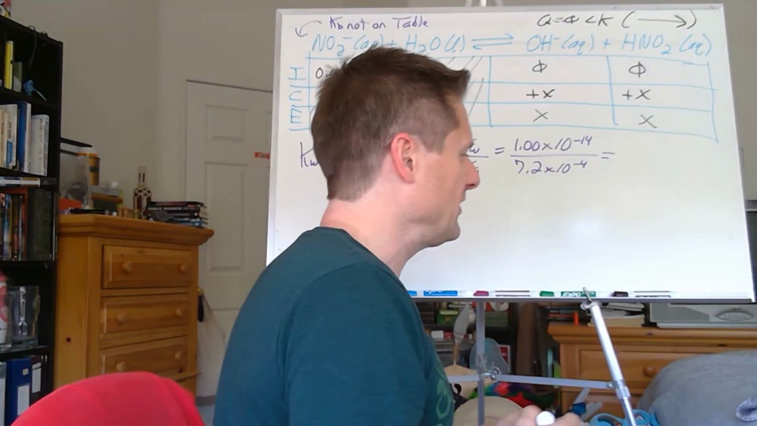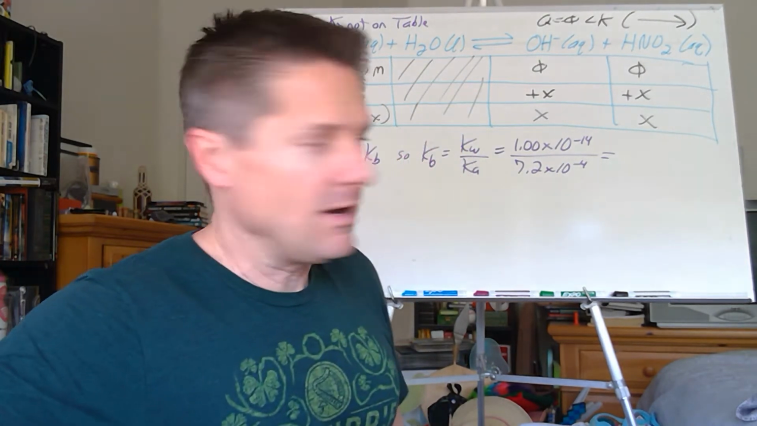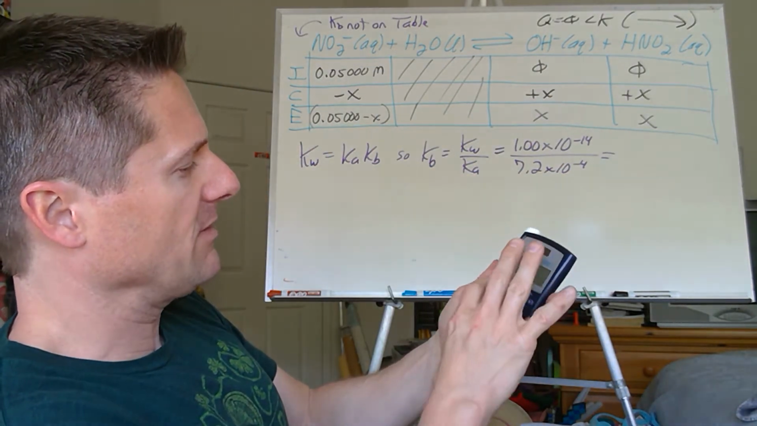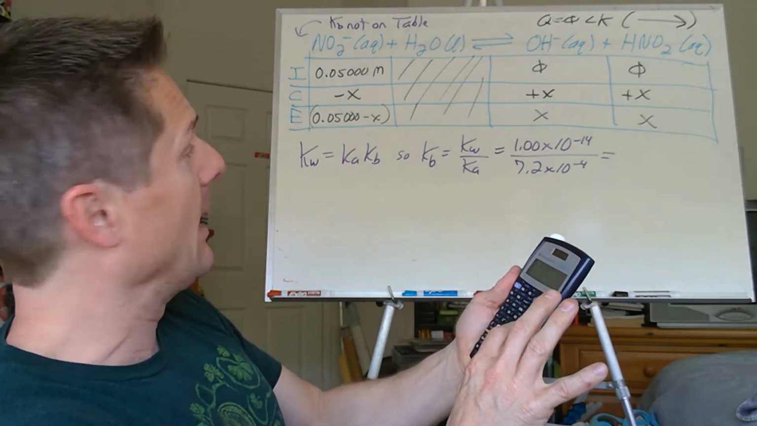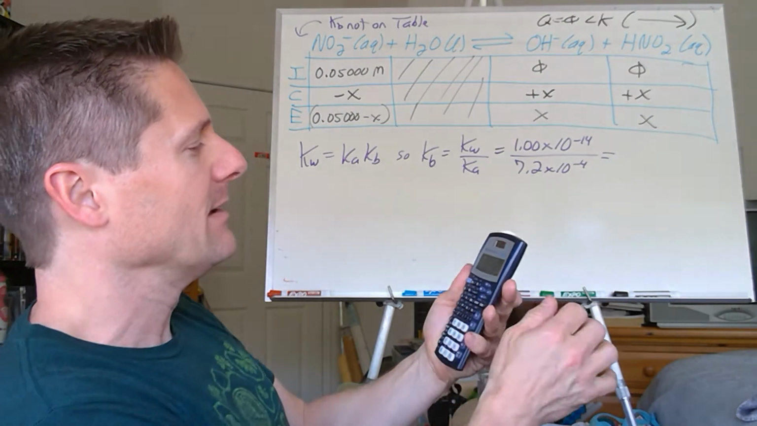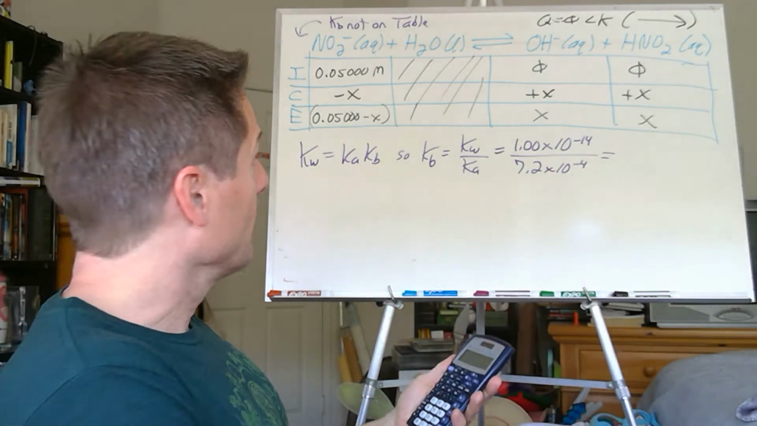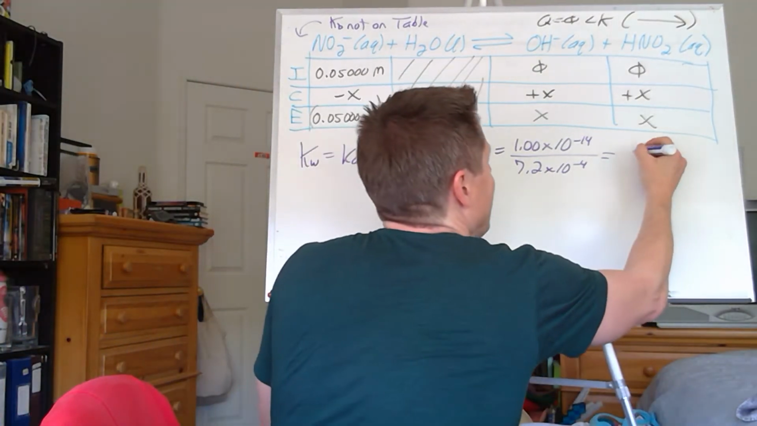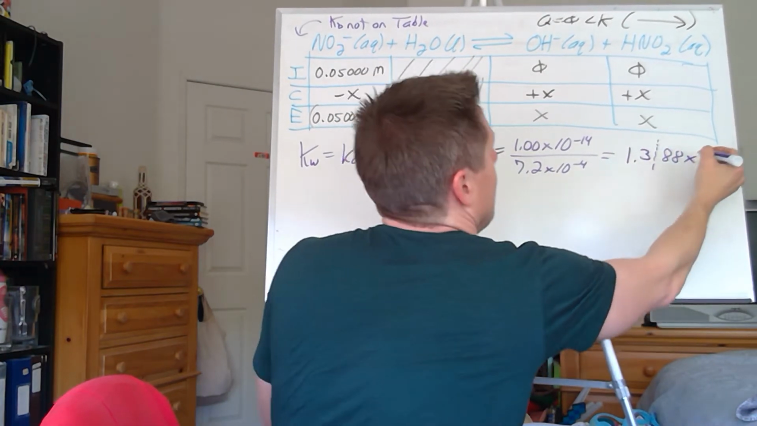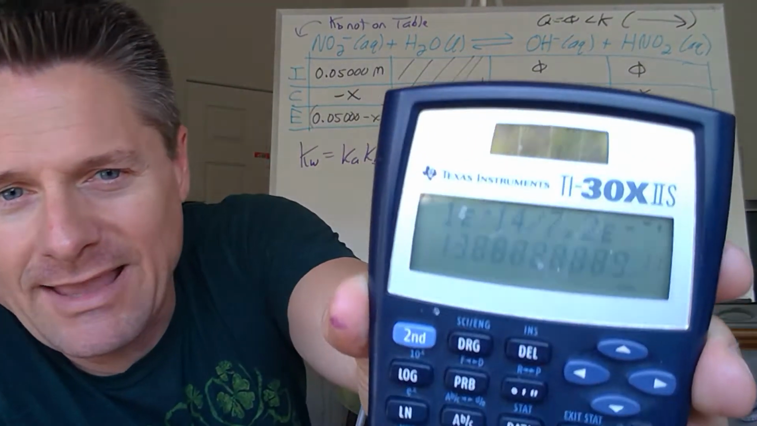3 sig figs, 2 sig figs. So if we punch that baby out, we should be able to get the Kb value. Where's my trusty calculator? Let's punch this in. So 1.00 second function EE negative 14 divided by 7.2 second function EE negative 4. Equals 1.388888888 times 10 to the minus 11. So let's go to 2 sig figs here. 1.39 times 10 to the minus 11. That's what my calculator says.